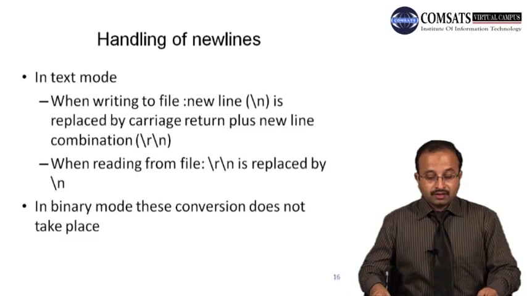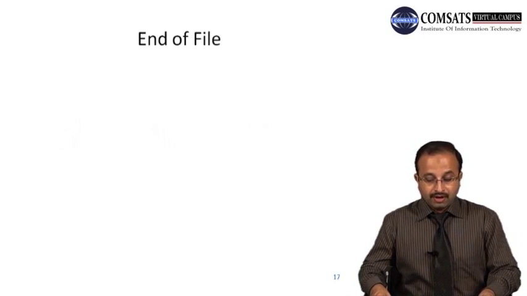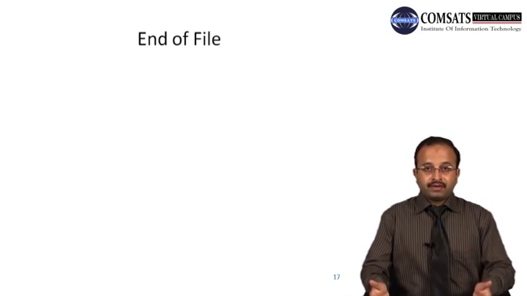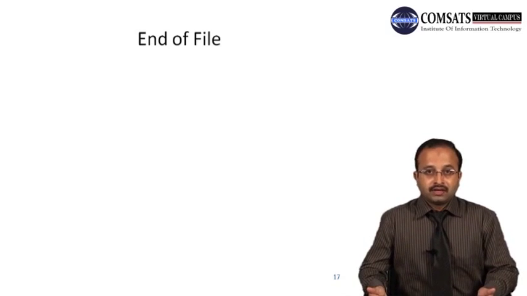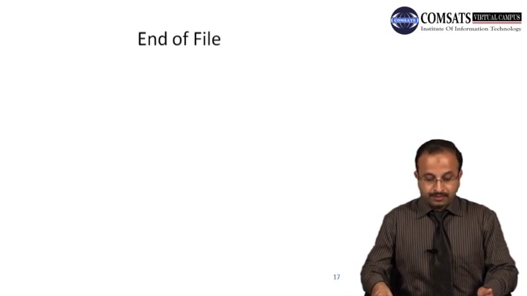So that is one of the differences, that is, how the system handles a new line character in text mode and in binary mode. Now the end of file character: you are very well aware that each text file is terminated by an end of file character whose ASCII value is 26.